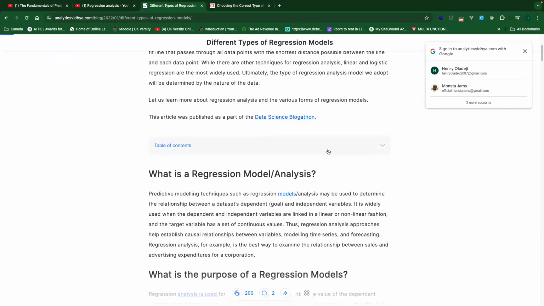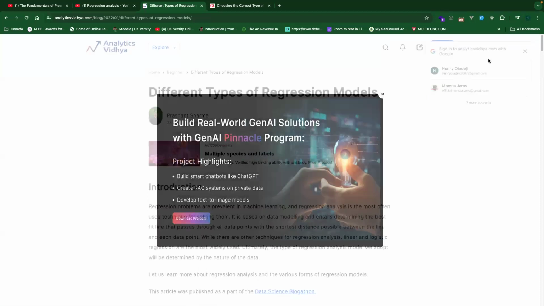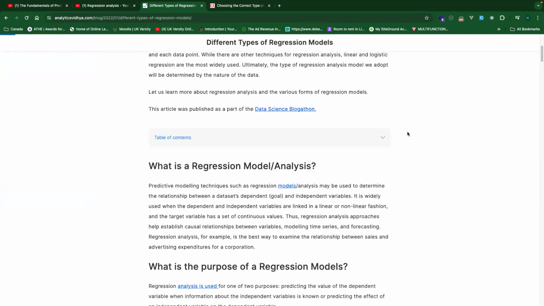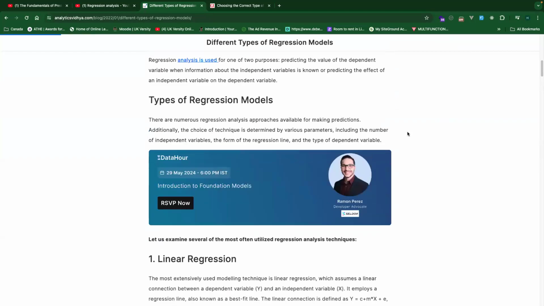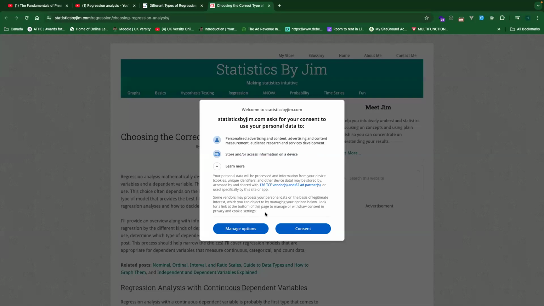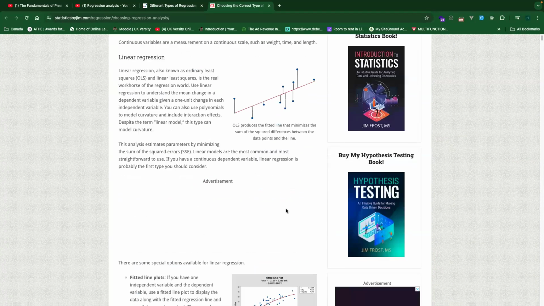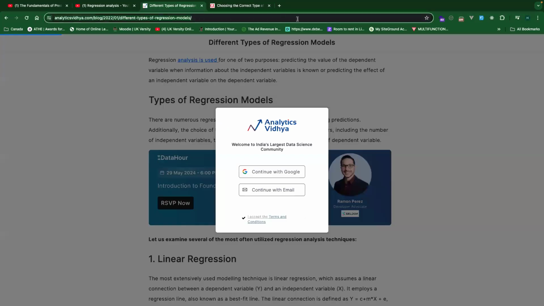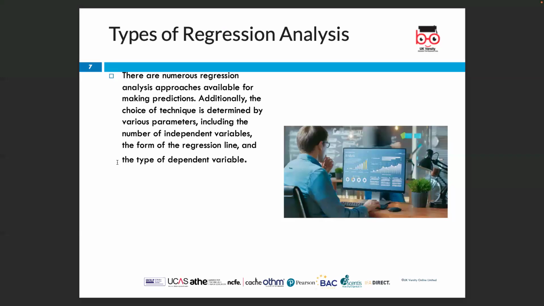We have this article that provides more detail and insights into the types of regression models. I think you have to log in when you're trying to access this website, so you can do that at your own convenient time. You can use the two links to know details about what regression analysis is.